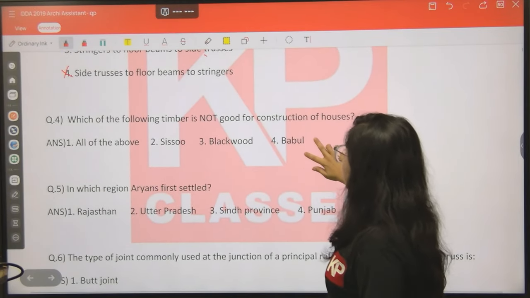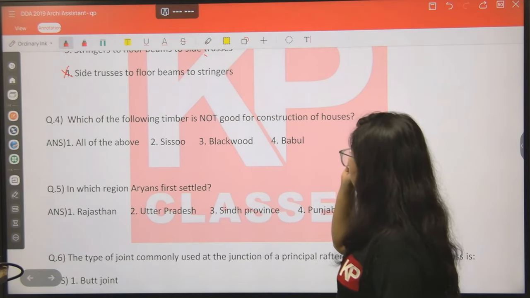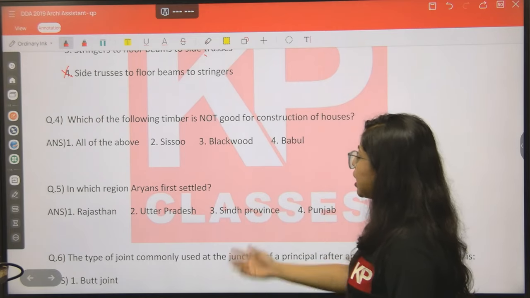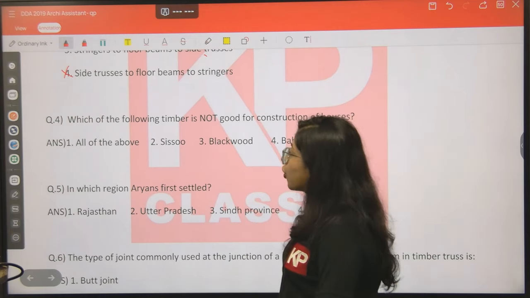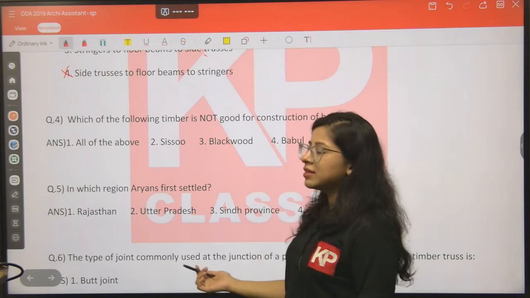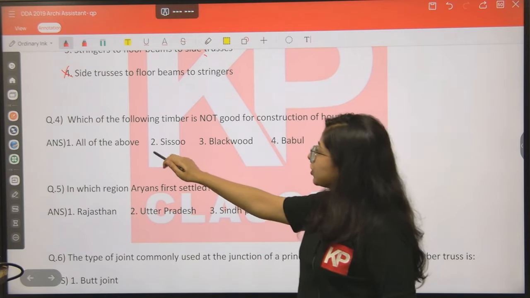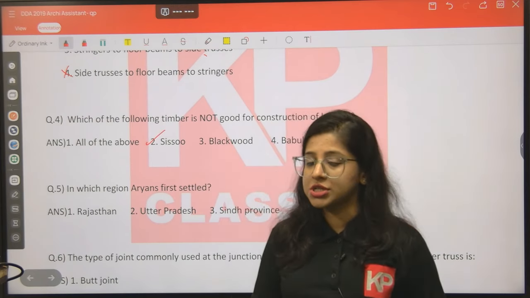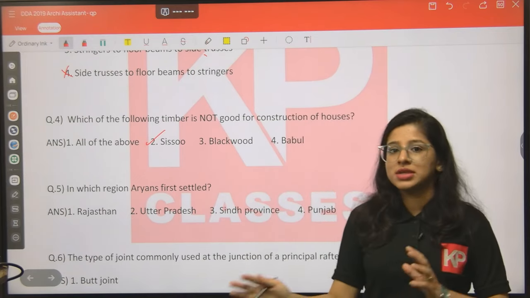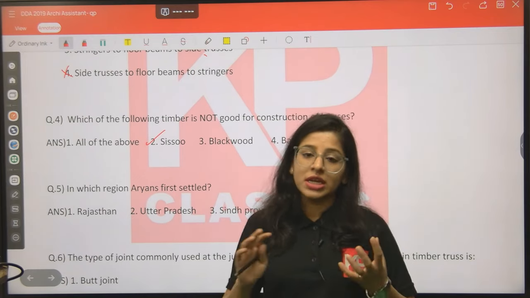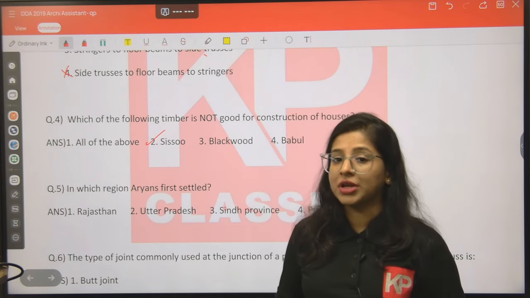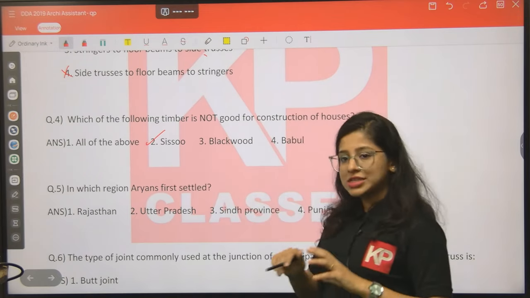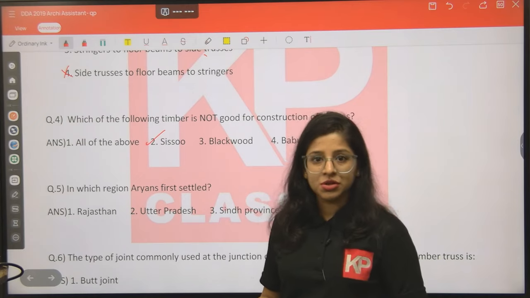Let's see. Which of the following timber is not good for construction of houses? They have given four options. They are asking which is not good for construction of houses. One thing that we know is, again, these are things that you have to be aware of. We know that sisu, what does sisu mean? This is the shisham tree. In Hindi we call it shisham. Sisu is basically an English name derived from its botanical name, Dalbergia sissoo.